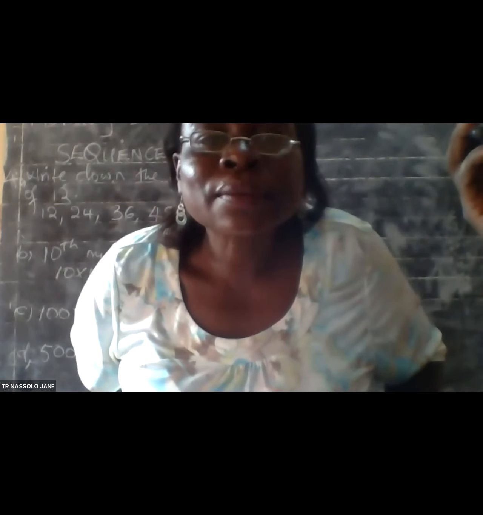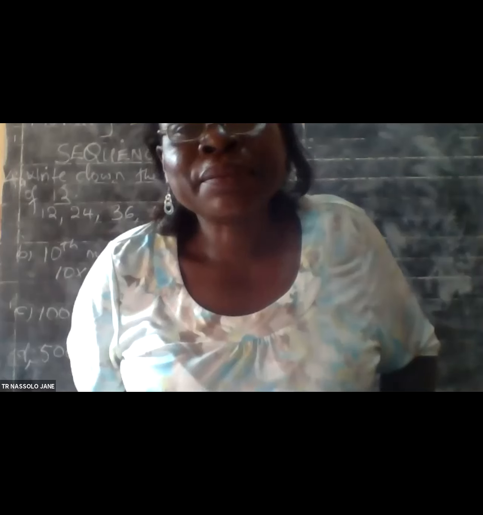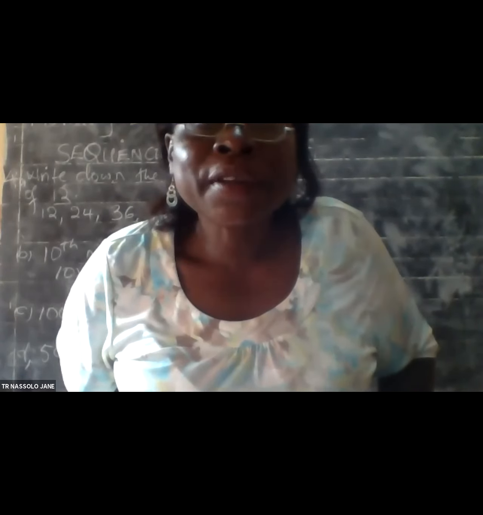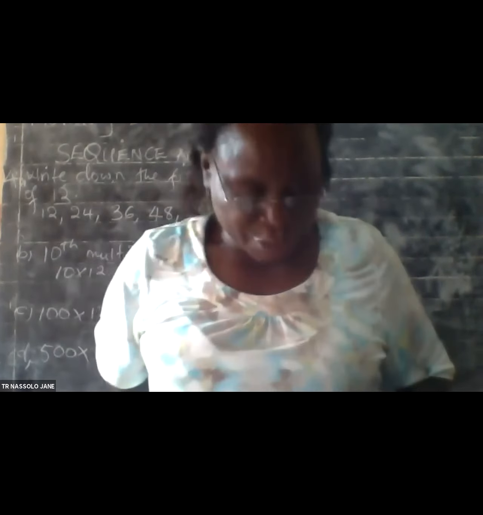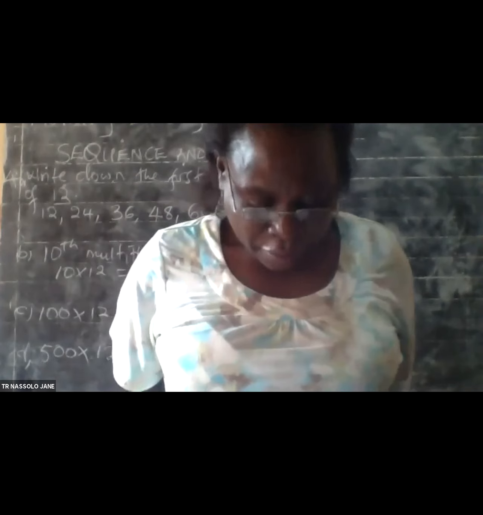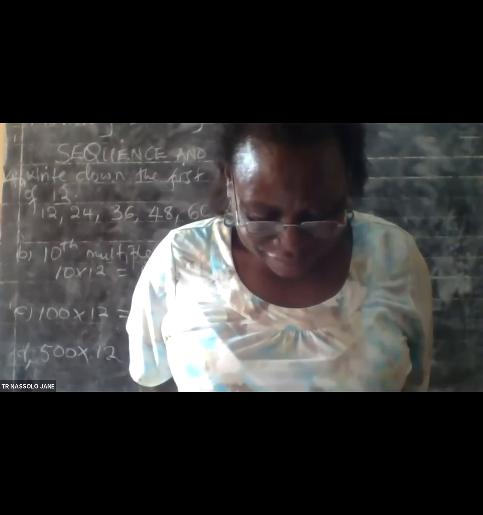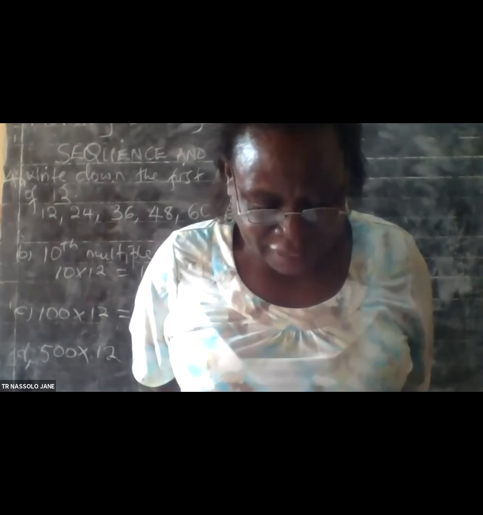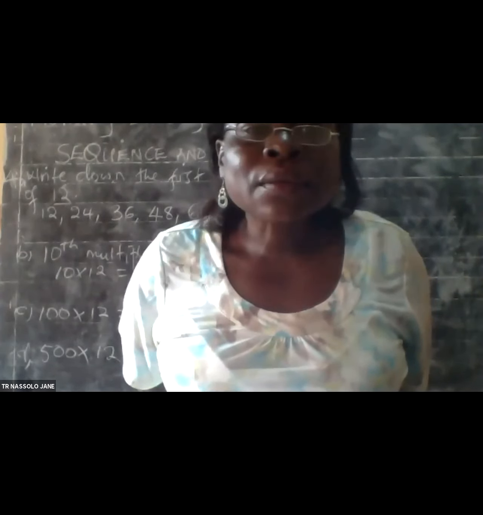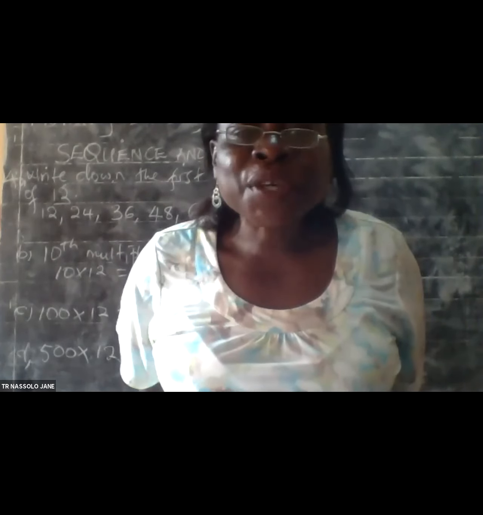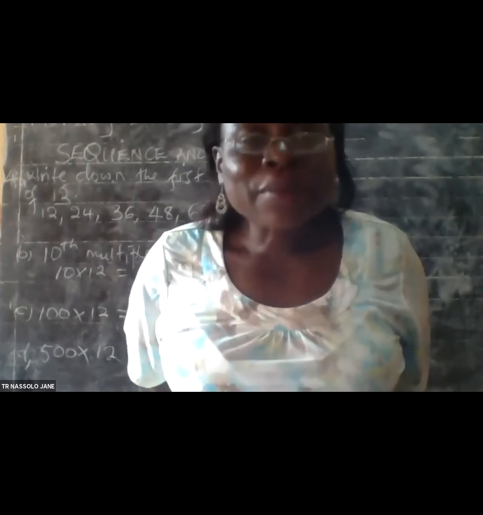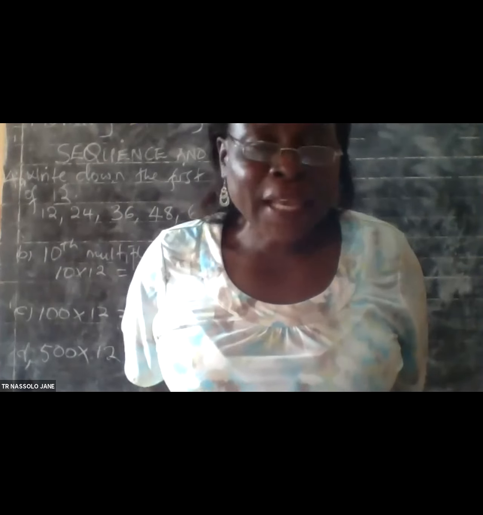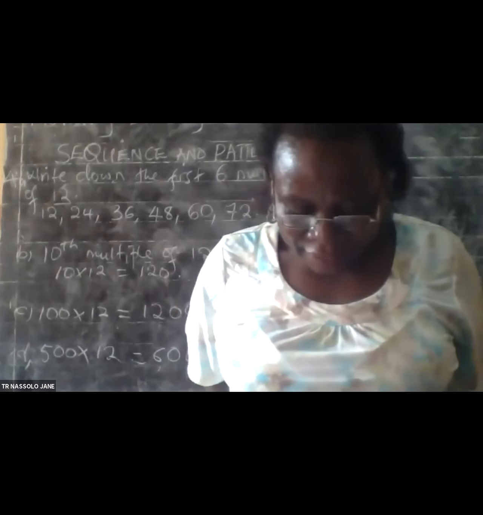Oliver, what is your other name? Cheptoyek. Yes, Cheptoyek, number 5, lead us. Multiples of 9. Are you on part A or part B? Part A. Yes, multiples of 9. Then part B.